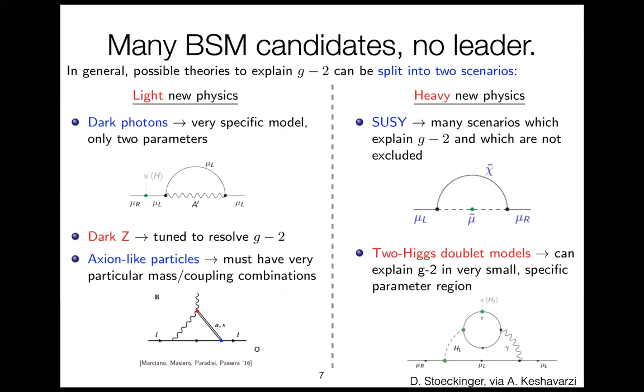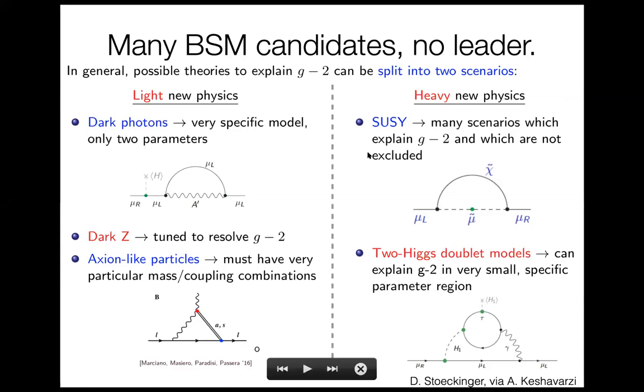We think that the discrepancy might hint there's a beyond standard model of physics. The problem with that is we have many candidates and no clear leader. Traditionally, we split the candidates between light new physics, like dark photons, which is a simple, very specific model, or dark Z. Also epsilon-like particles. This wouldn't be the QCD epsilons, it would be more like epsilon-like dark matter candidates.